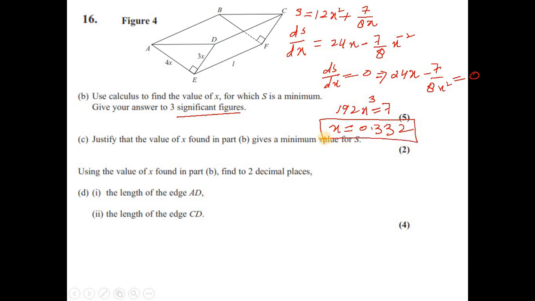Part C, justify that the value of x found in part B gives a minimum value. To figure out whether it is giving a minimum value, you need to check the sign of the second derivative. So you differentiate this again. You say that d2S by dx squared is equal to 24 plus 7 by 4x cubed, where minus 2 comes down as 4. This is the second derivative.